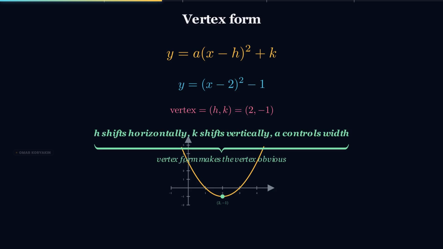The general principle: h moves the parabola horizontally with positive h shifting right. K moves the parabola vertically with positive k shifting up. The constant a controls how wide and which way the parabola opens, exactly as in standard form.